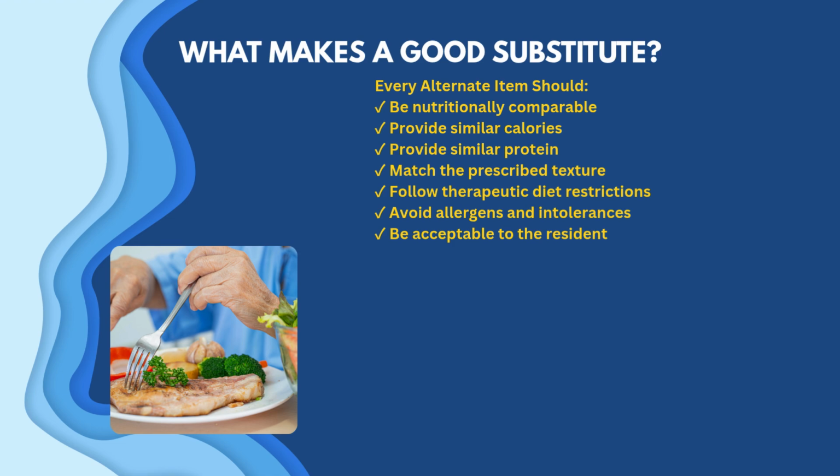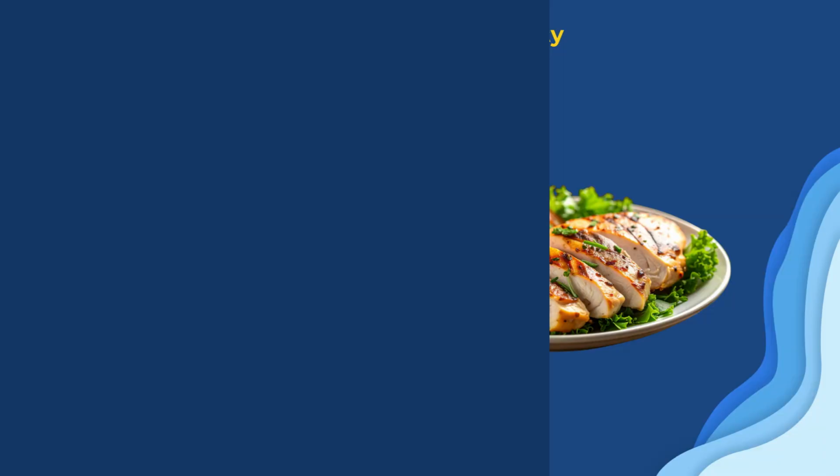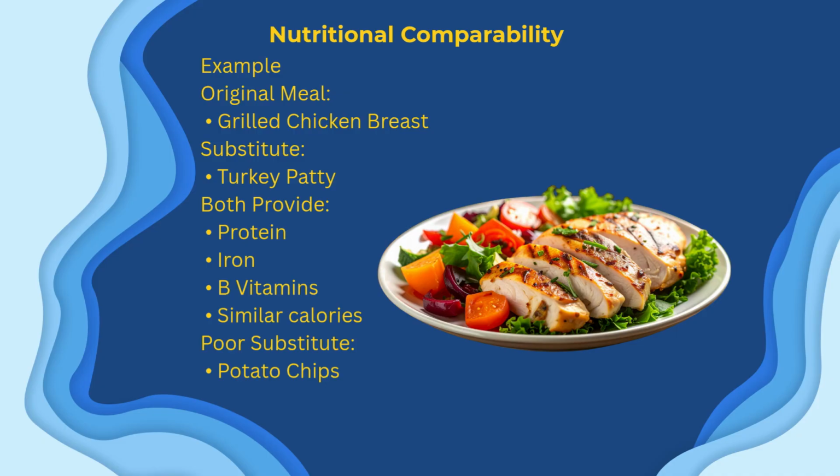A good substitution is not simply any available food. It should closely match the original item's nutritional value, texture level, and therapeutic diet requirements. Every alternate item should be nutritionally comparable, provide similar calories, provide similar protein, match the prescribed texture, follow therapeutic diet restrictions, avoid allergens and intolerances, and be acceptable to the resident. The goal is to replace foods within the same food group whenever possible. Replacing chicken with another protein food makes nutritional sense. Replacing chicken with chips would significantly reduce protein intake and nutritional quality.